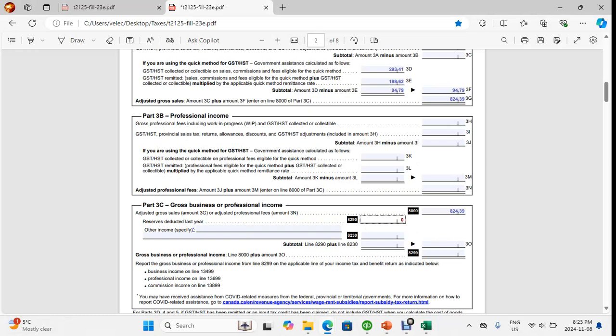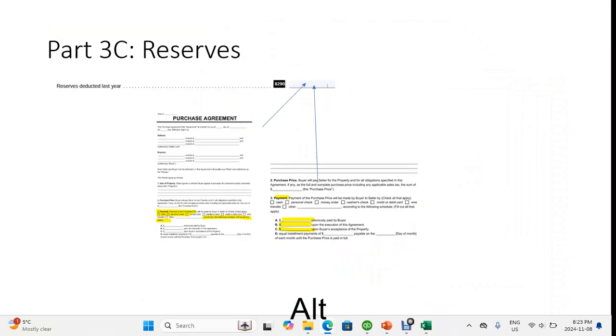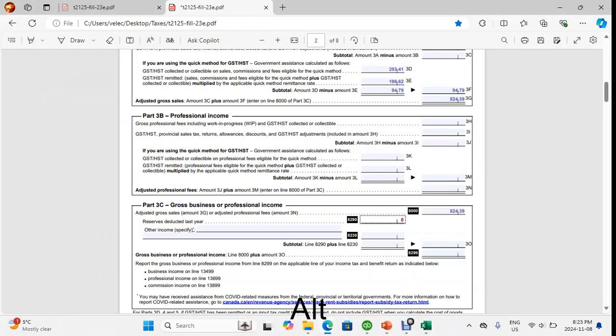Other income: if you did earn any other income apart from your business income, you'll need to declare that income in this box over here. So let's say this income over here, this is eBay, and Shopify.